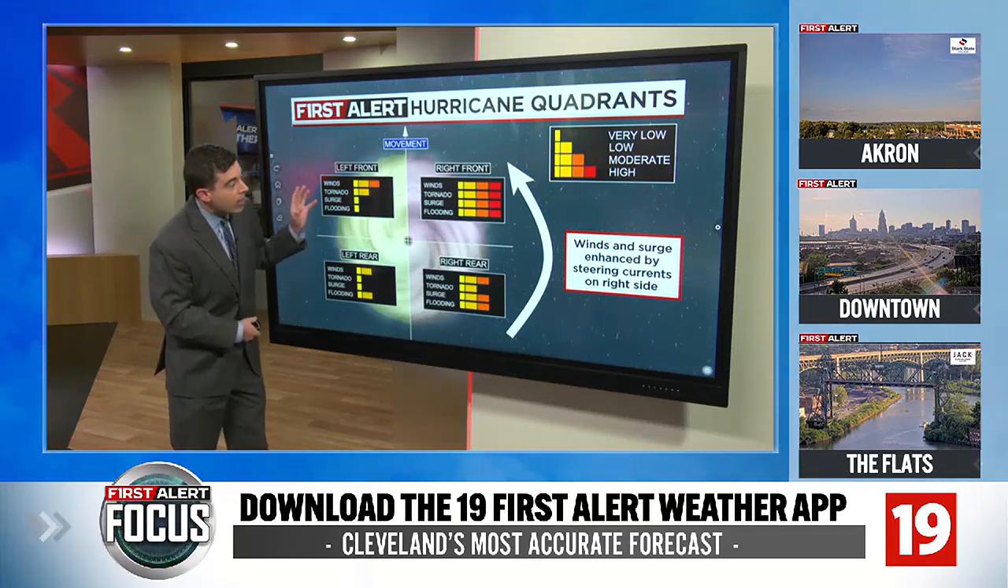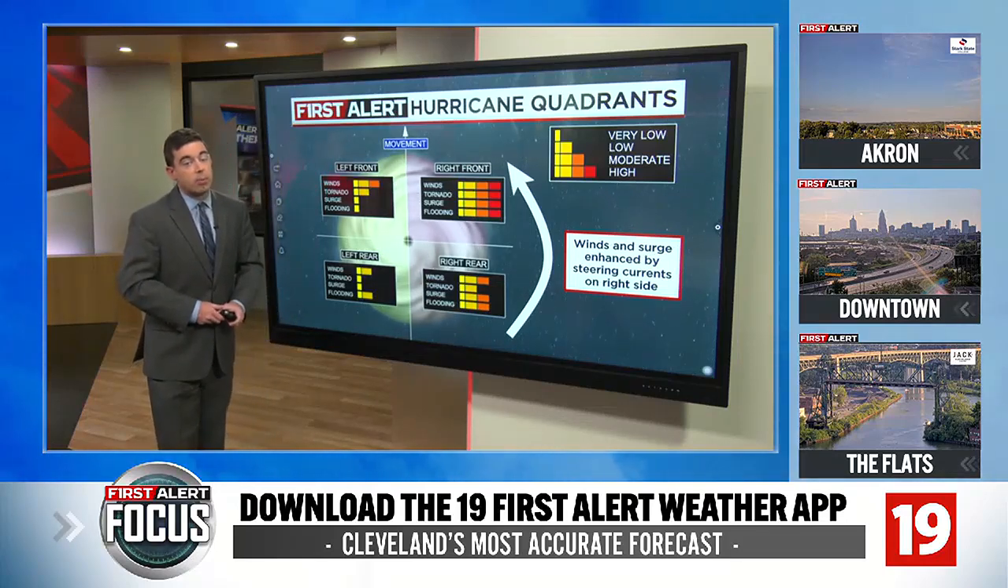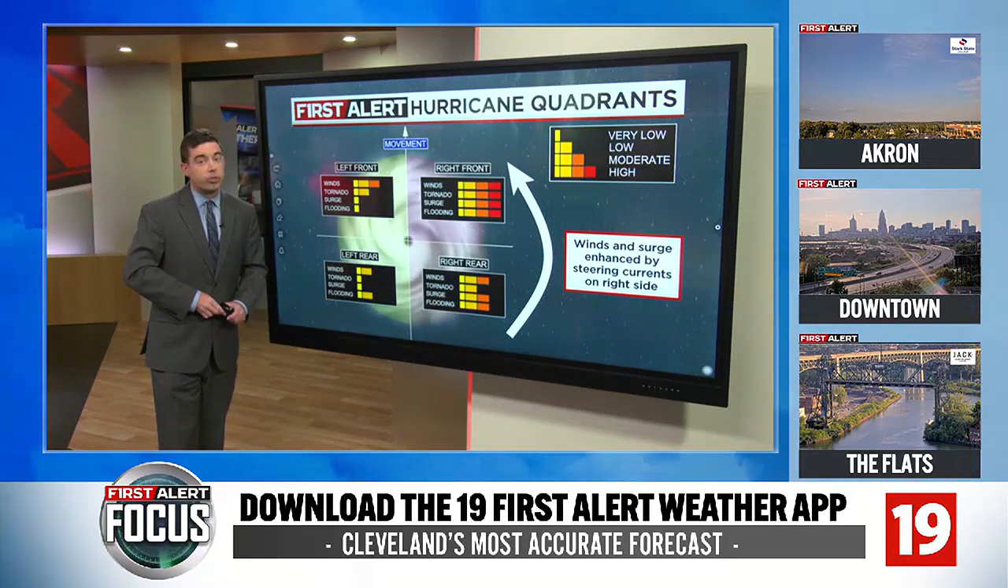And also, by the way, the remnants, if you're on the south and east side, you can also get some pretty big impacts with some especially tornado risks, some heavy rain, and also some strong winds as well.